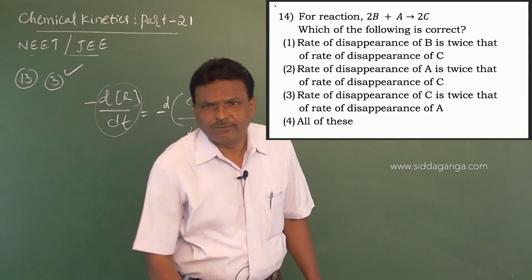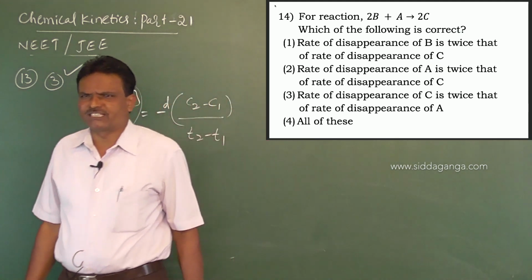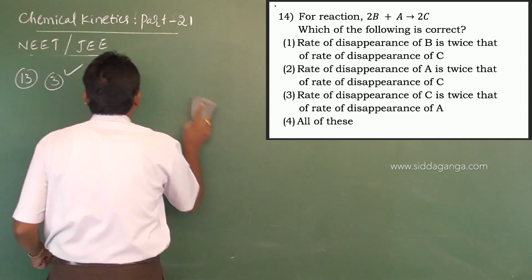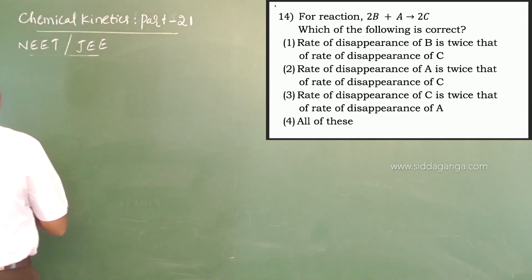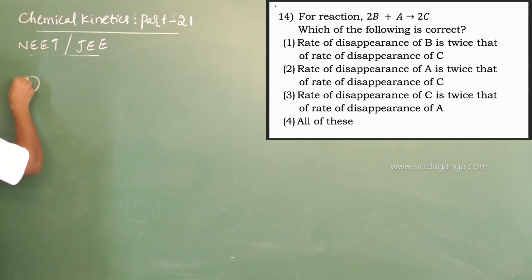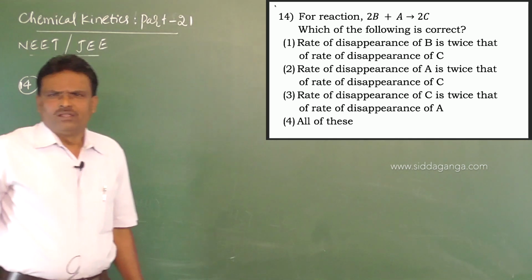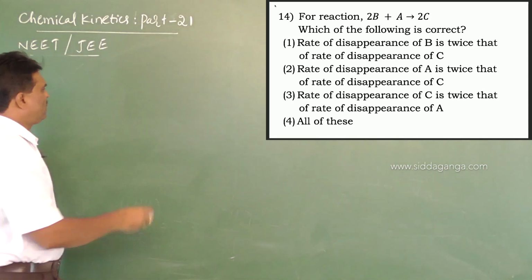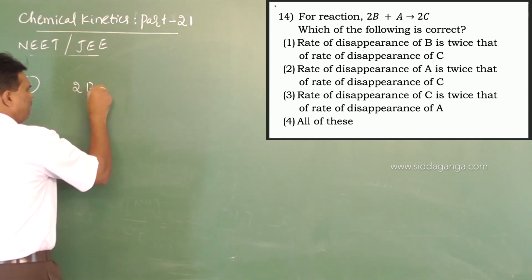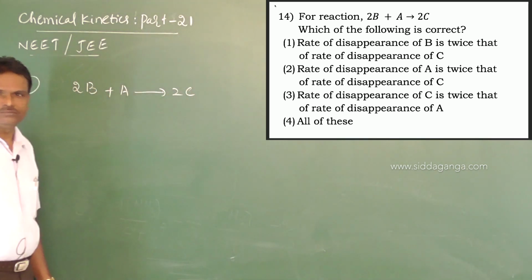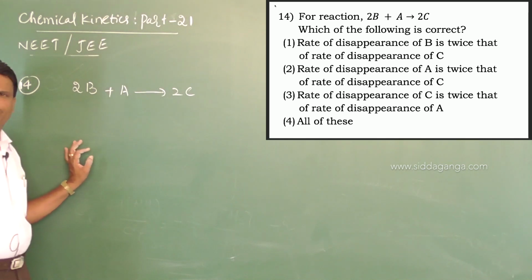Question number 14. For a reaction 2B plus A, we get 2C. Which of the following is correct? Look at what they have given. 2B plus A, we get 2C. Which of the following is correct?